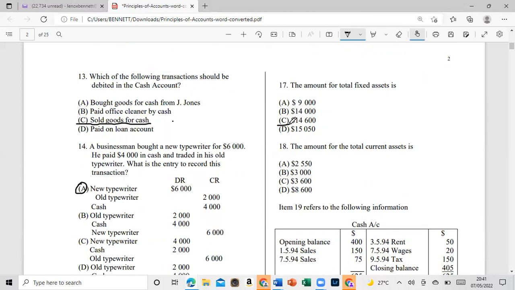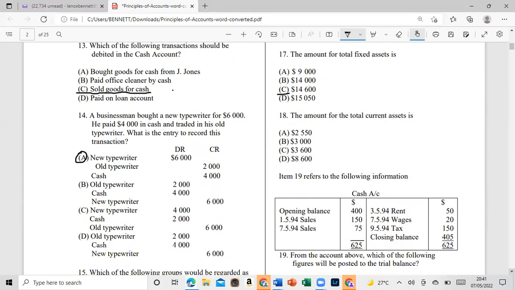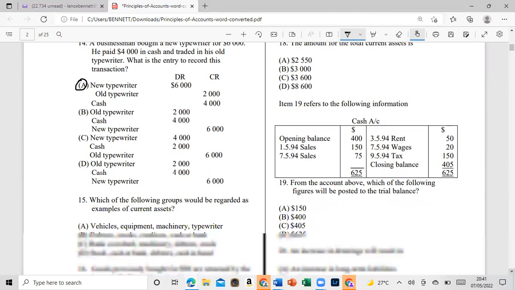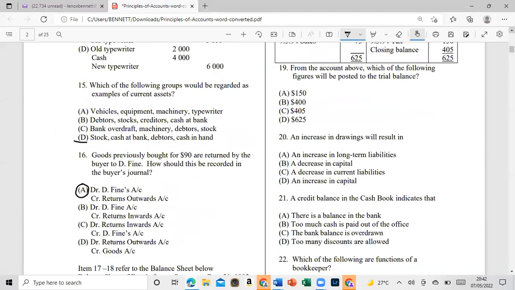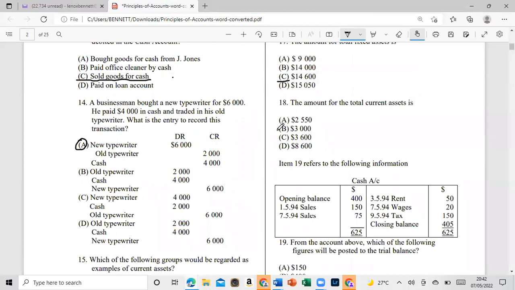All right, let's move on to number 18. The amount for the total current assets is, so we go back to the diagram, but this time we add the current assets. 450 and 250 is 700, plus 300, and then 2,000. That is 3,000. We could also have subtracted 14,600 from the 17,600 and gotten 3,000, but I was nervous to do it that way. Either way, it's B. So 18 would be B.